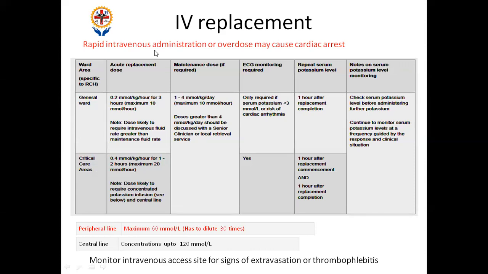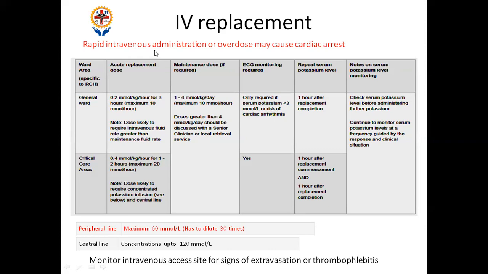So the maximum concentration in a peripheral line is 60 millimoles. The maximum concentration in a central line is 120 millimoles. Based on that, you need to dilute your potassium injection. Is it clear? Yes, sir.